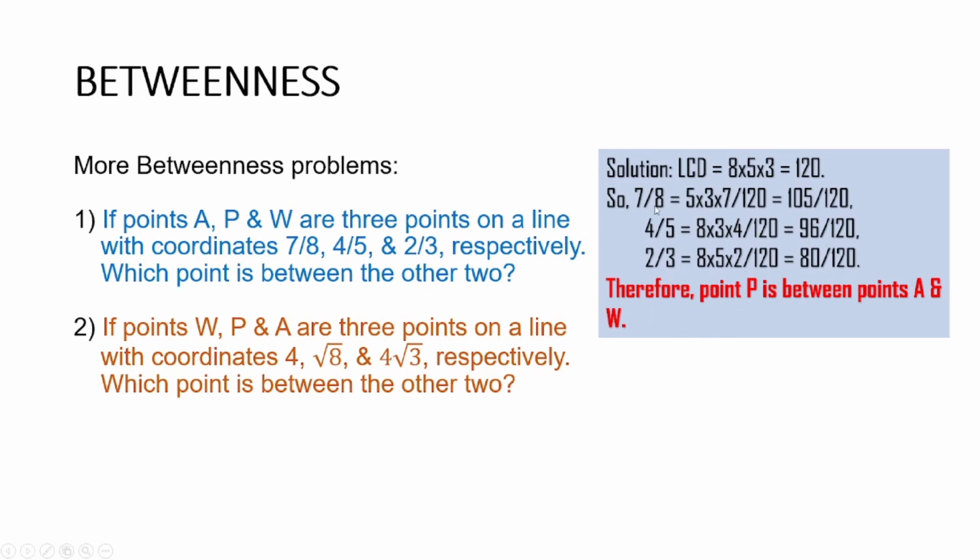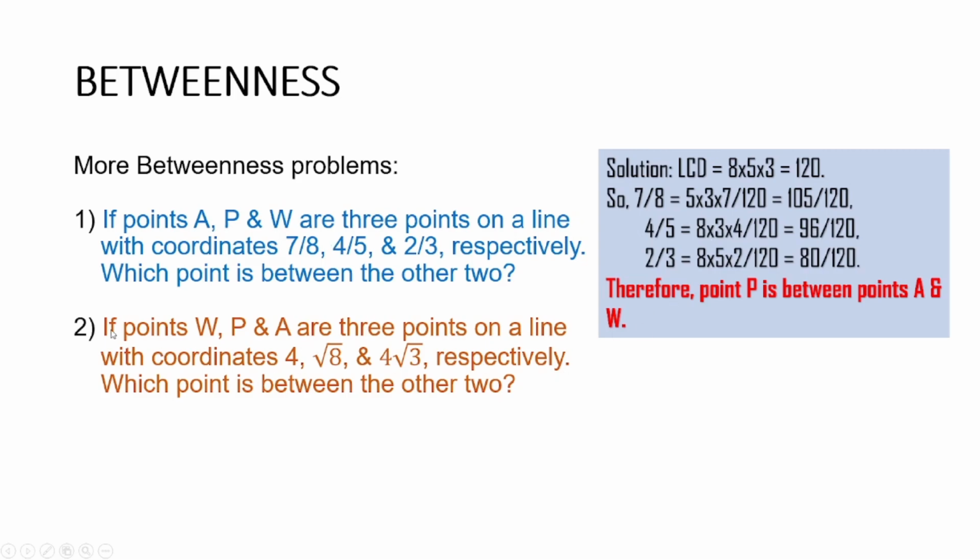So again, we will just apply LCD and rewrite the 3 fractions from dissimilar or unlike to similar or like fractions, and compare their numerators and find out which one is the between. And again, you go back to the point where that numerator is picked. Just like this, 96 picked as the between, and 96 is just 4/5, and 4/5 refers to point P.